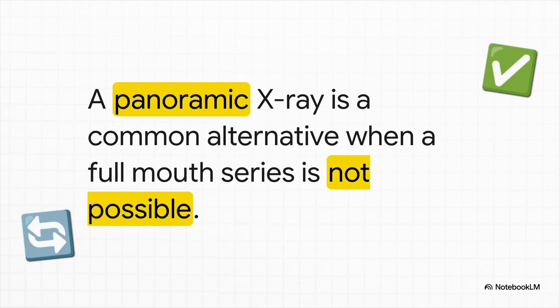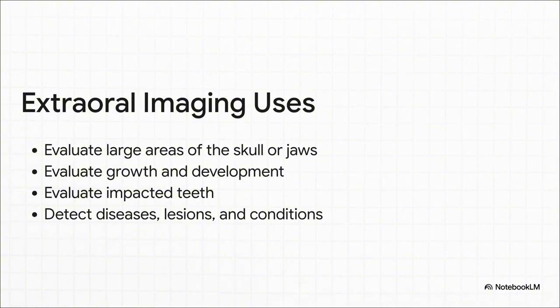The most common example, and you've probably seen one of these, is the panoramic X-ray. It's that big machine that slowly rotates around your head. This is the go-to alternative when a traditional full-mouth series of individual X-rays just isn't going to work for a patient. And you would not believe what these things can see. They give dentists the big picture, letting them evaluate these huge areas of the jaw and skull all at once. They are fantastic for assessing growth and development in kids, finding those pesky impacted wisdom teeth, and detecting a whole range of diseases or conditions that might otherwise get missed.